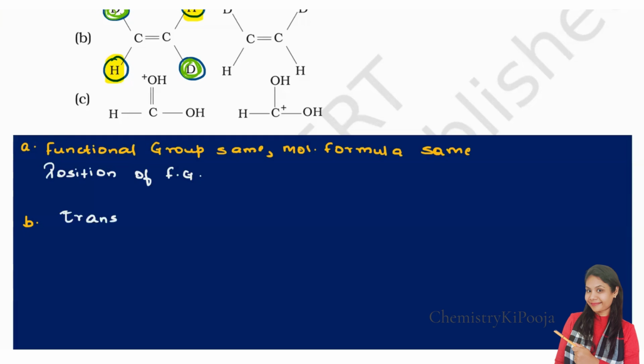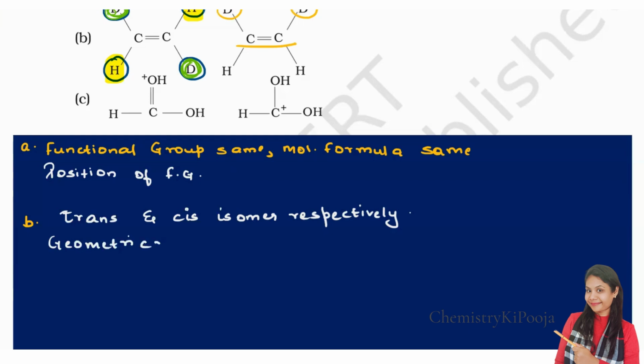And then of course, the second one is what? Deuterium, deuterium present on the same side of the carbon double bond carbon. So this is the cis isomer. So it is basically showing trans and cis isomers respectively, and since it is showing trans and cis isomers, I can say it is showing geometrical isomerism. So they are geometrical isomers of each other, both the structures.